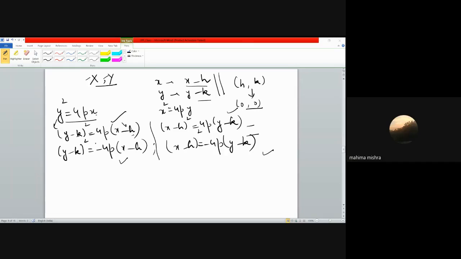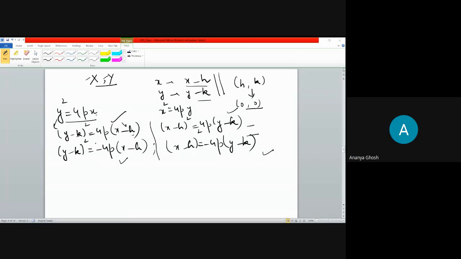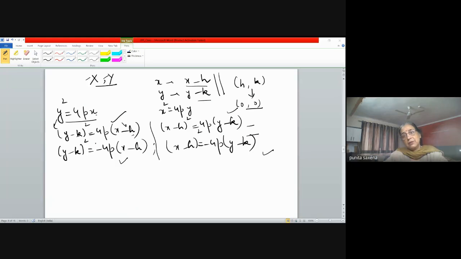So this is how your three-dimensional printers work. This is how your computer graphics work in the back end. You have well-defined equations for them.